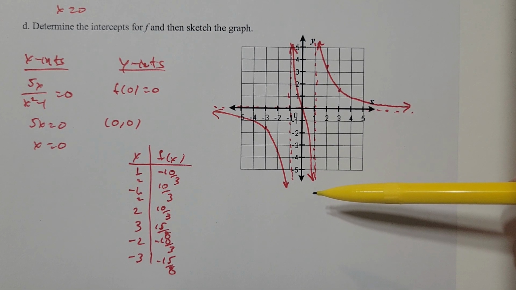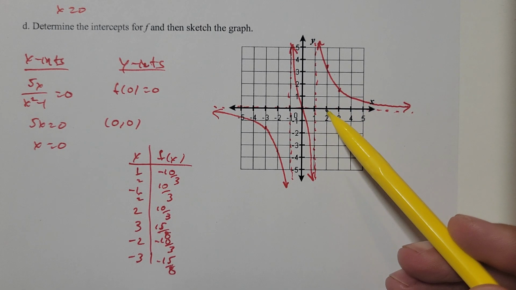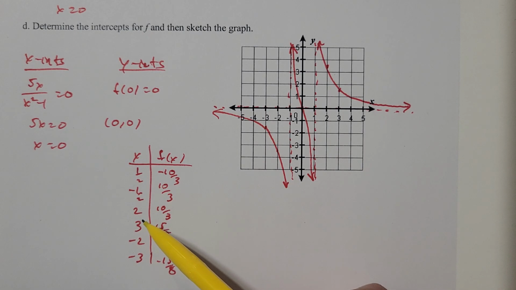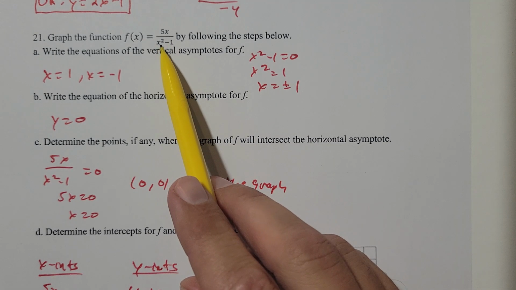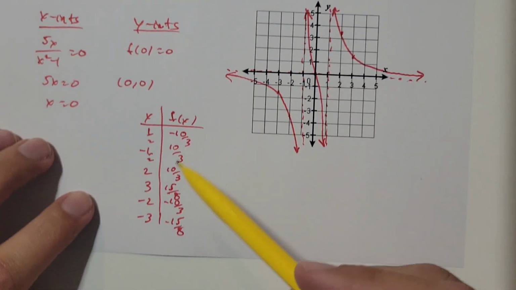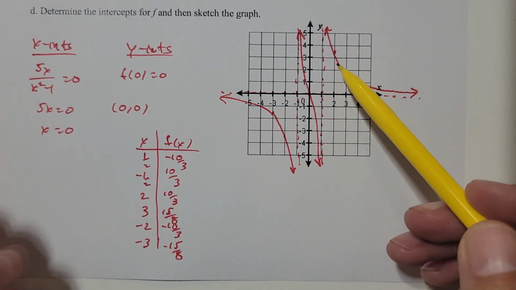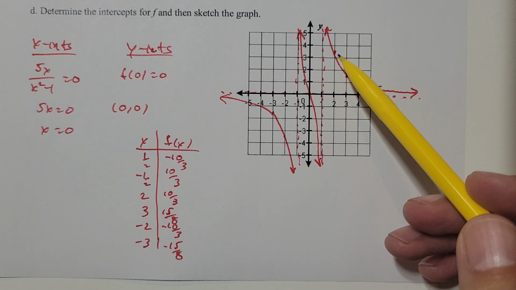Let me get the right section done next. So I need to select some more values here. If x is 2, let me plug that into the function. 5 times 2 is 10, divided by 4 minus 1 is 3. So I get 10/3 there. Okay, so the point 2, 10/3 is about right there. Okay, that point is on the graph.